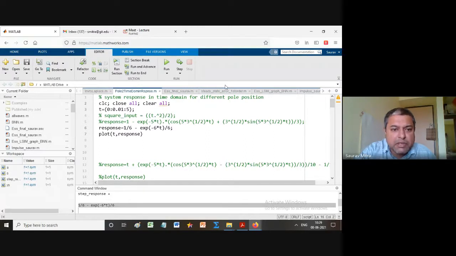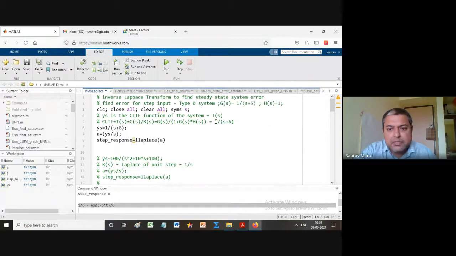So KP is limit s tends to 0 of GS into HS. I will go back to this case. GS is 1 by s plus 5, so GS into HS is 1 by s plus 5. So limit s tends to 0 of 1 by s plus 5. There you have to substitute s is equal to 0. So you will find that KP is equal to 1 by 5, which is 0.2.